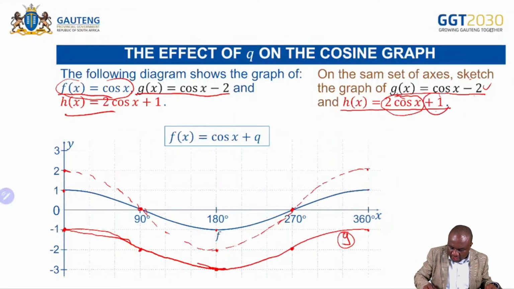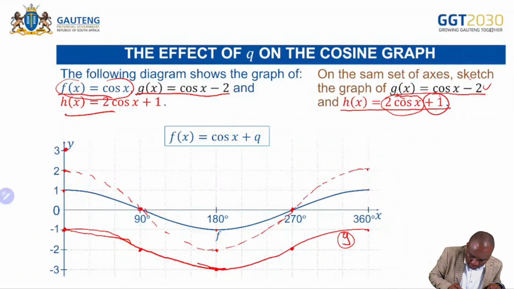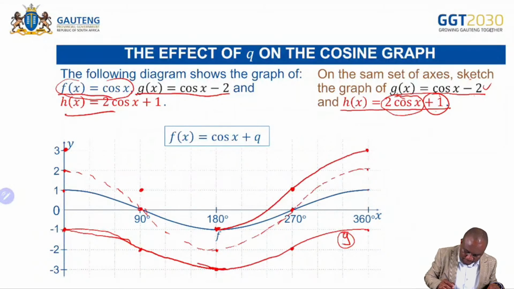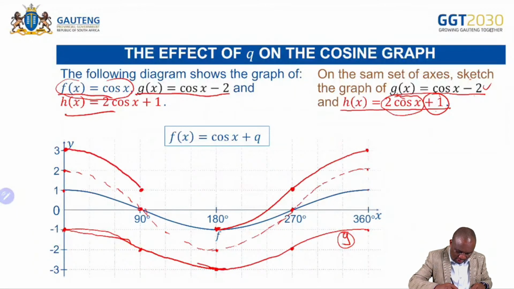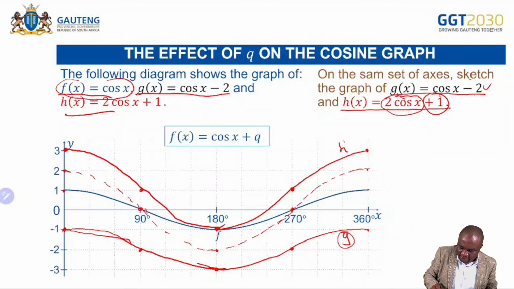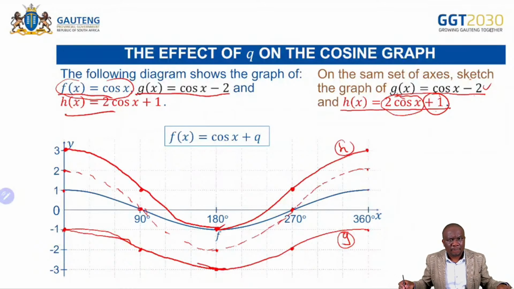And then now, plus 1. Now I shift my dotted graph by 1 unit upwards because of that plus 1. So it becomes plus 1, plus 1, plus 1, plus 1, plus 1. Then we have our h of x. Okay, that is h of x. You see that? We've managed to sketch our graph by just understanding the effects of A and Q. Okay?